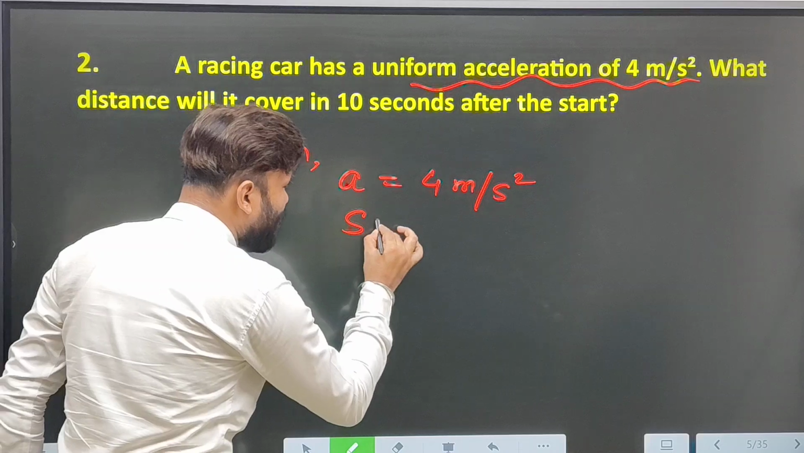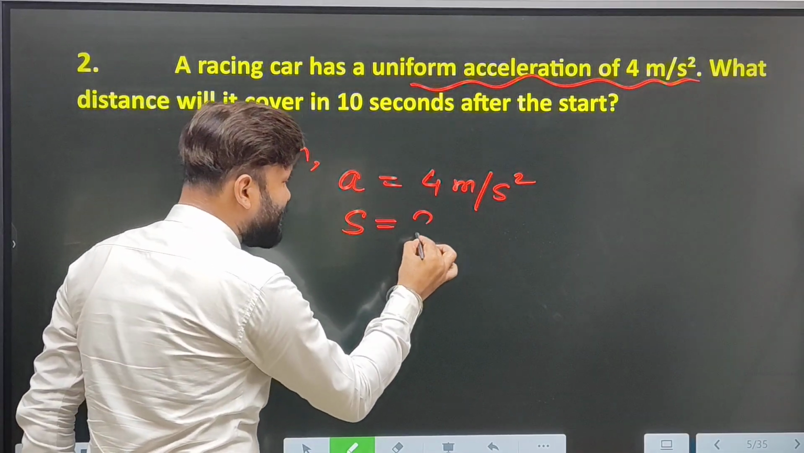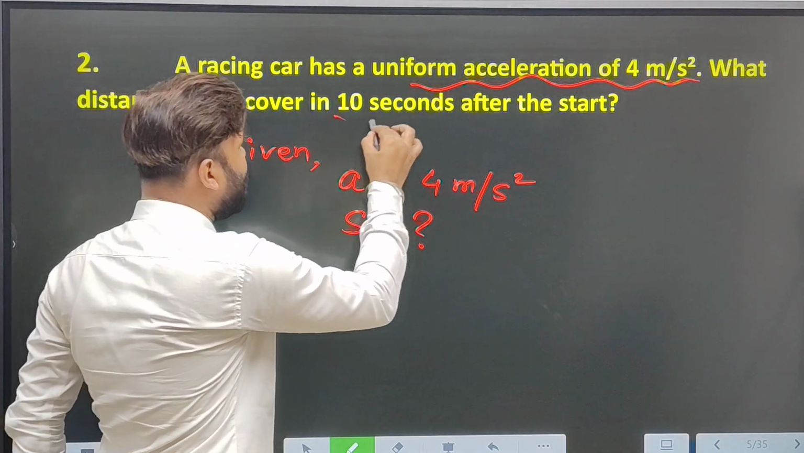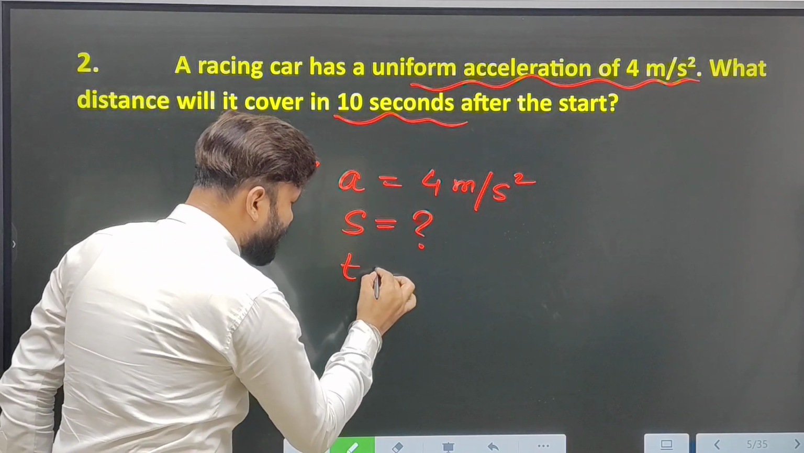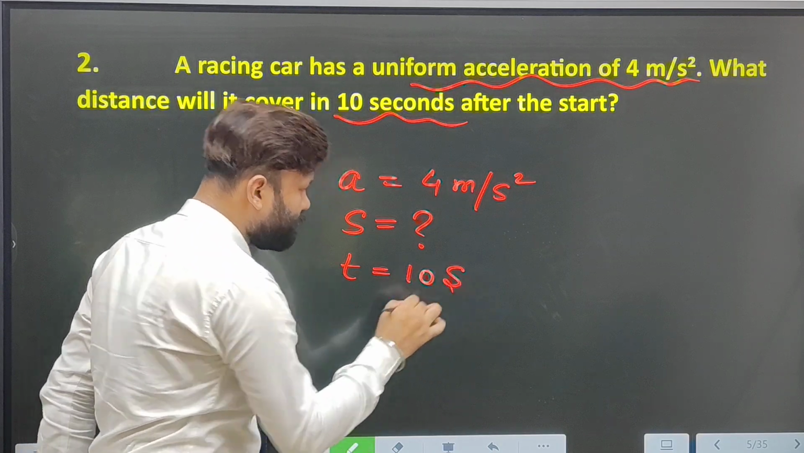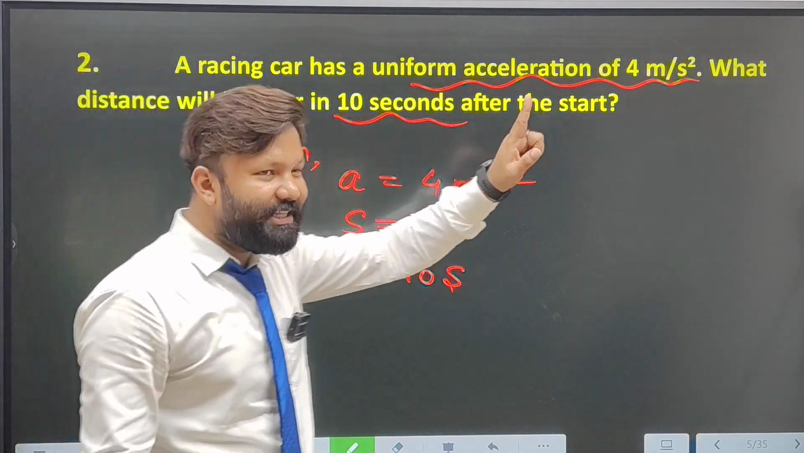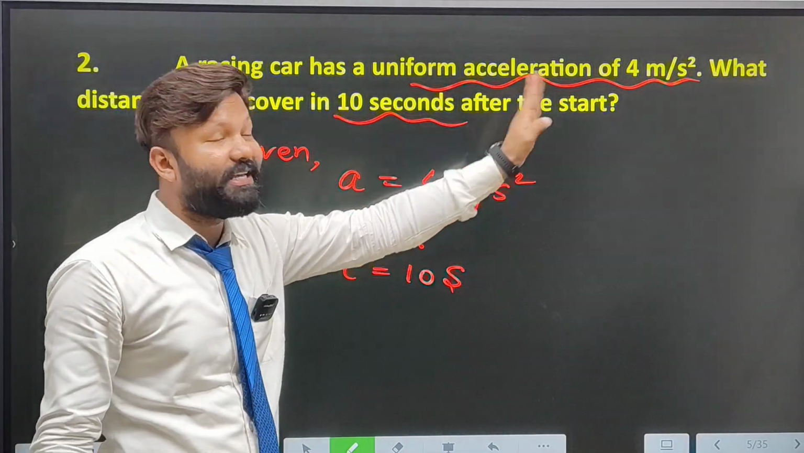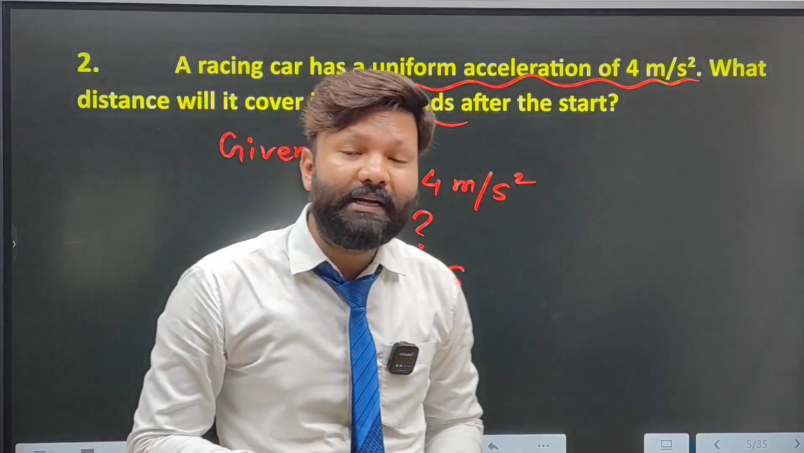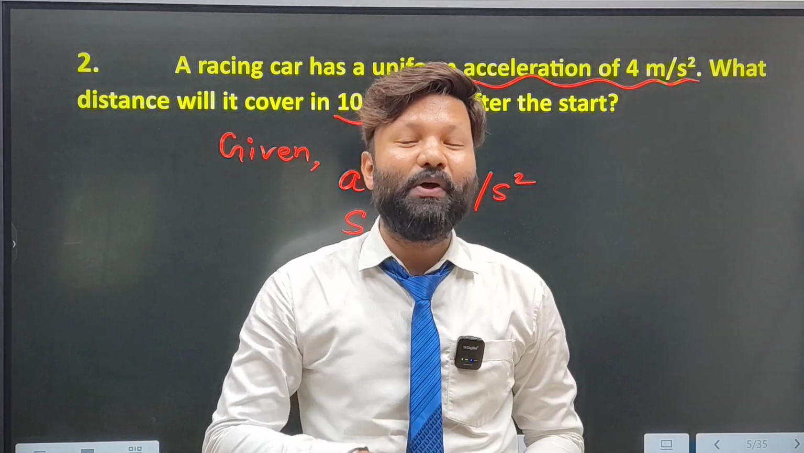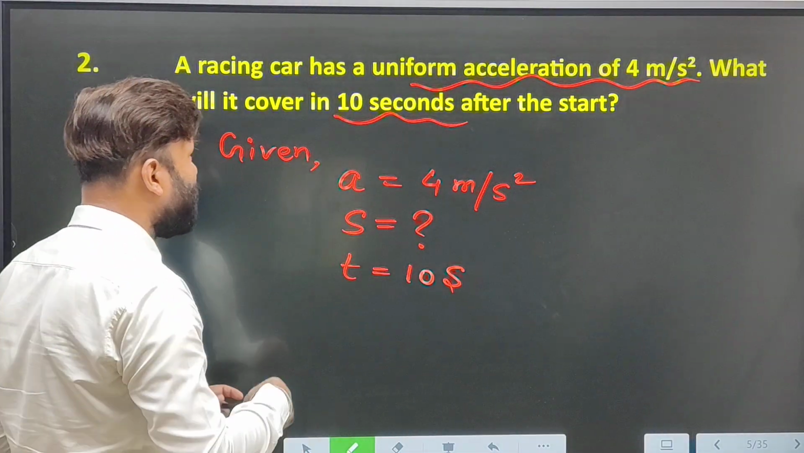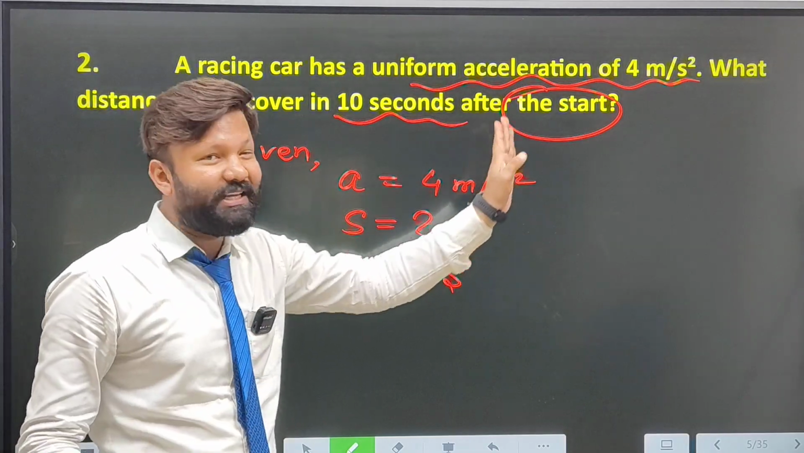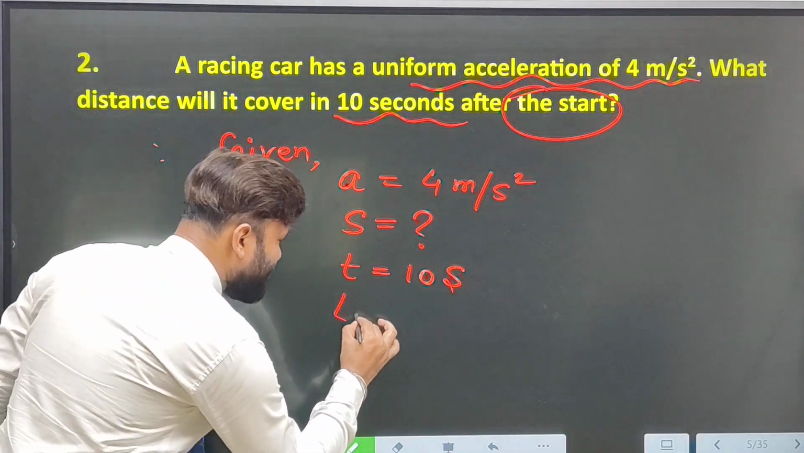It means we have to calculate distance, and distance is denoted by S. So we have to find S. And in how much time will it cover that distance? 10 seconds. So time is also given, 10 seconds. Now read this sentence once again. What distance will it cover in 10 seconds after the start? It means when the car has started, its initial velocity is 0. So when the car has started, its initial velocity is 0.